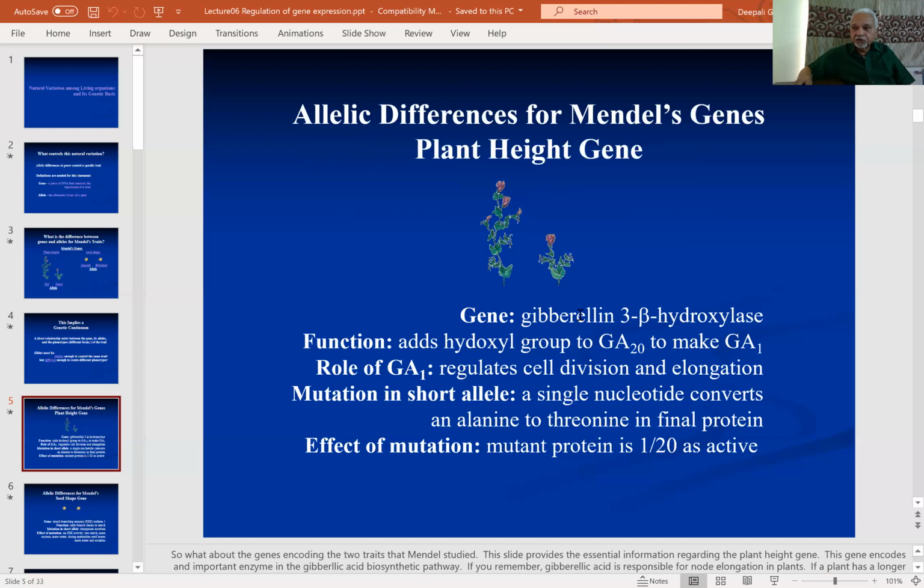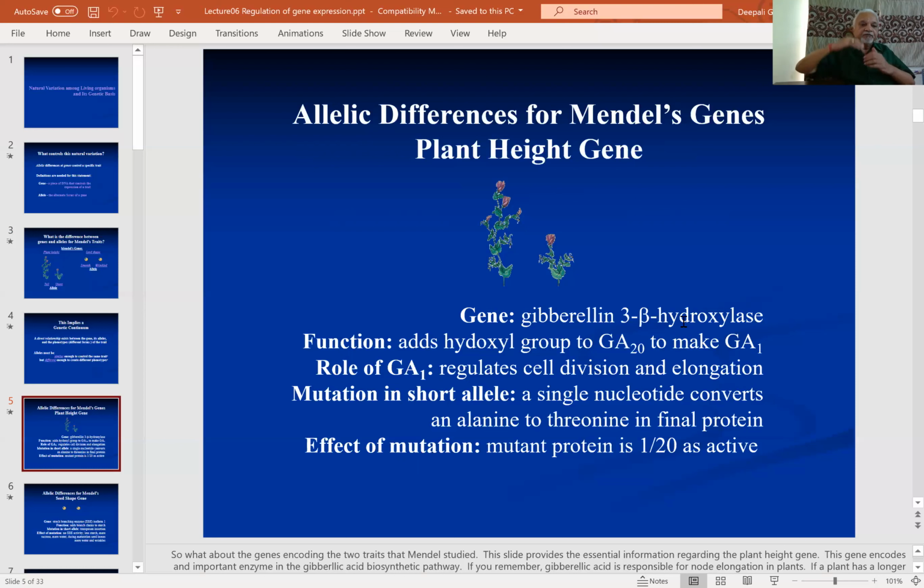So this gene controls the height of the plant. If it is intact, then you have the long plant, and if it gets mutated, a point mutation, then you see the dwarf plants are generated. Okay, so from gene to allele to phenotype. So now we know what controls the dwarfism.